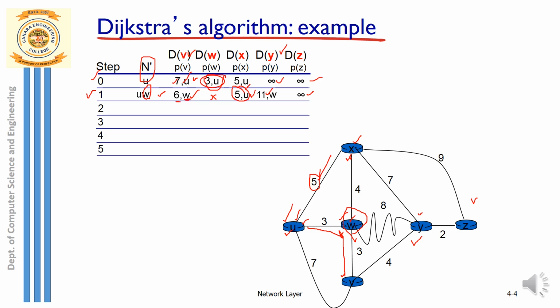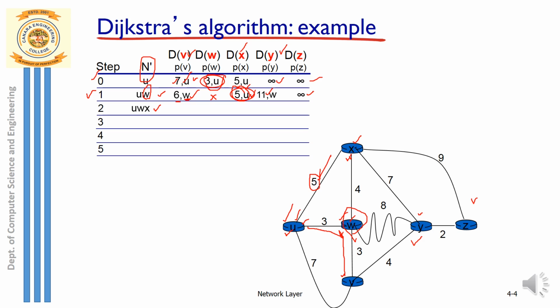Now you have to add a new node, that is node X. We have already found the shortest distance from the source node to node X via the node W, so I'm supposed to add this node X to my list N dash. In my next step I have 3 nodes in my list N dash, that is U, W and X. Now I can start calculating the shortest distance again from the source node U to the destination node V via W and X. So this is the new path.